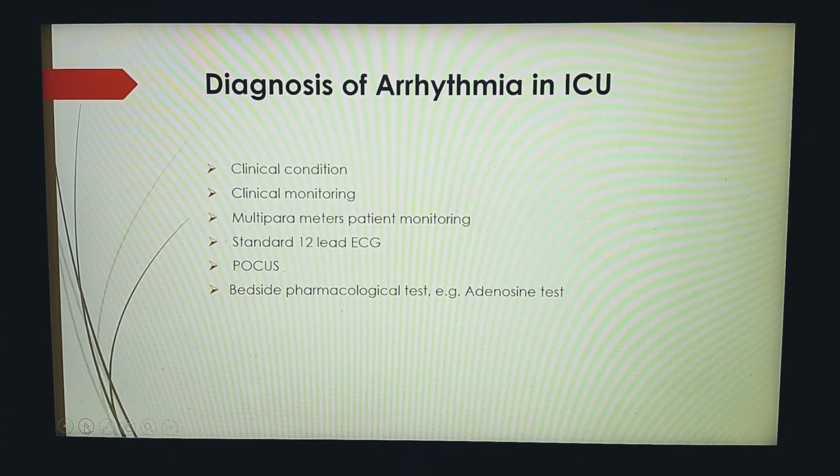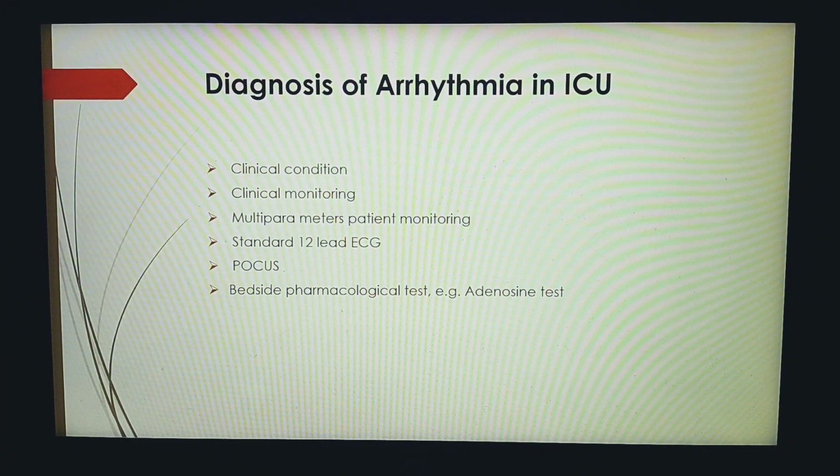Number one, first of all, check the clinical condition, the primary diagnosis of the patient, and clinical monitoring. The important one is the 12-lead ECG. We should go for a 12-lead ECG. If we find any abnormality in the rhythm, in the rate, or in the QRS complex or P wave in the multi-parameter patient monitoring system, then we should check for any structural heart disease or cardiomyopathy by point of care ultrasound, especially point of care echocardiography or critical care echocardiography.